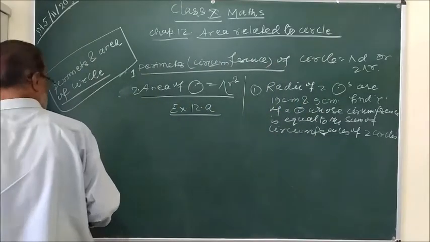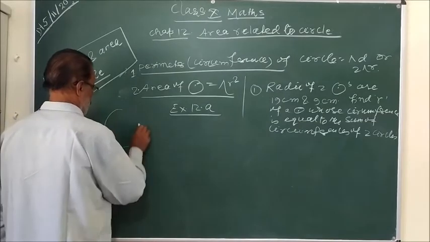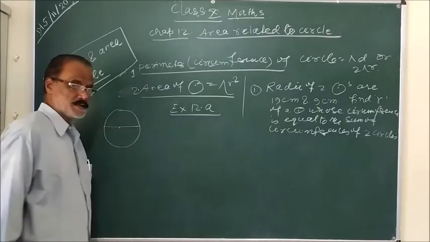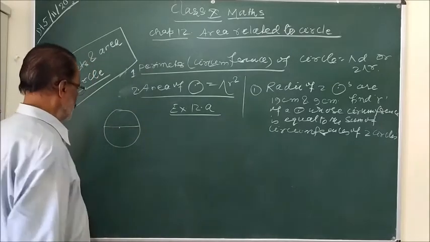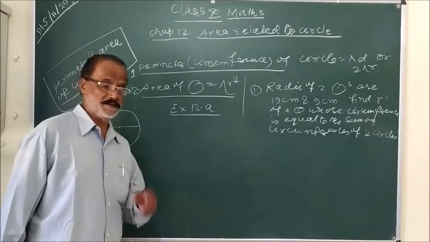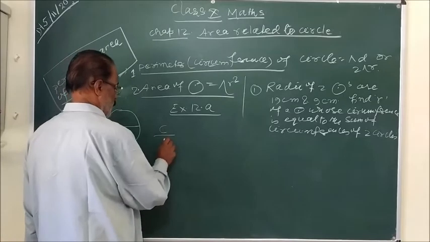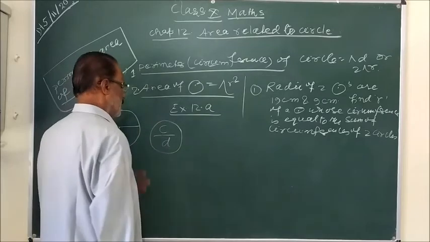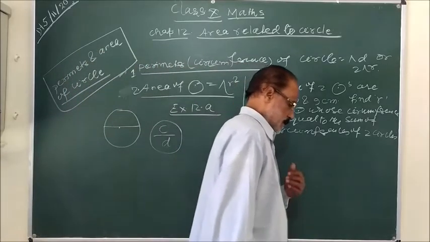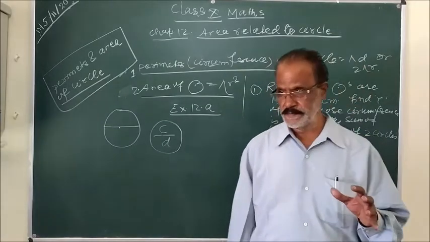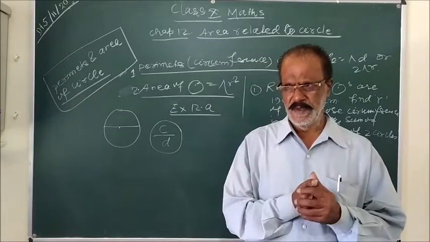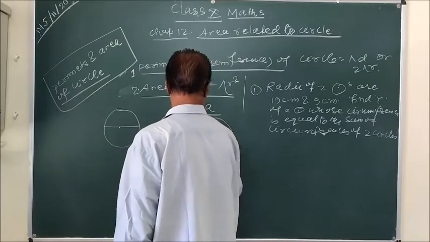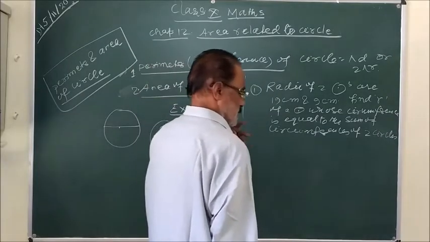It has been verified that the ratio of circumference and diameter of all the circles is constant. The ratio of circumference and diameter for any circle always comes out as a constant term. That is denoted by pi. So this pi is an irrational number.